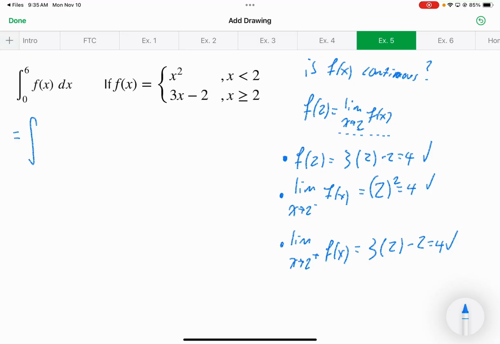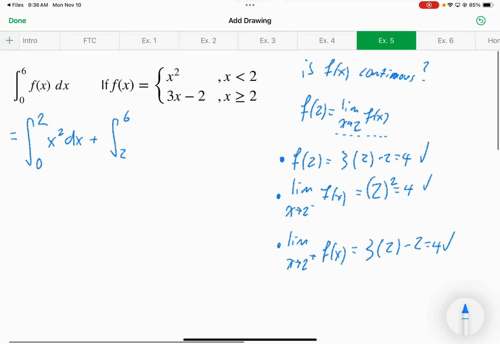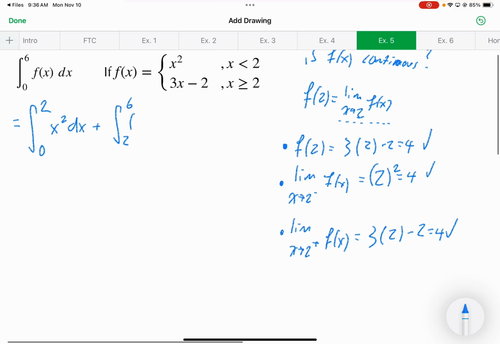So really, I should do the integral from 0 to what? 2 of what goes inside there? Good, Kara. Here, x squared. Sound like I said Kara there. I know your name's Kira, I promise. And then what's the limits for the last one? Yeah, and then my other function. 3x minus 2 dx.